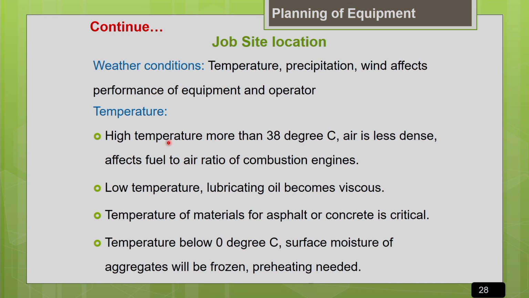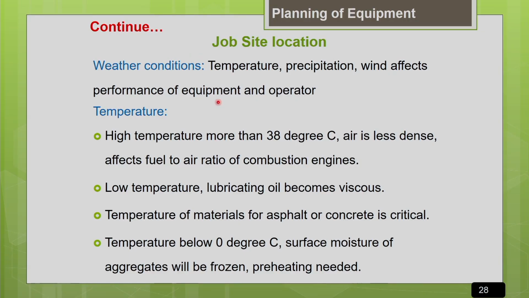You can see that as the temperature increases, the density of air will reduce. So the fuel to air ratio which is needed for the combustion mechanism gets affected in places with high temperature. In that case you have to select a machine with a turbocharger so that you can maintain the fuel to air ratio without affecting the efficiency of the machine.